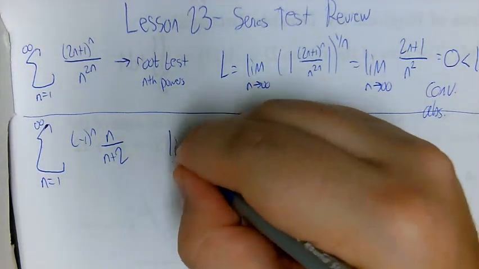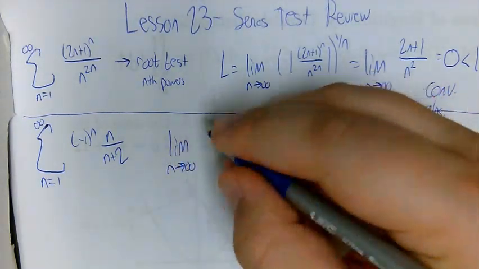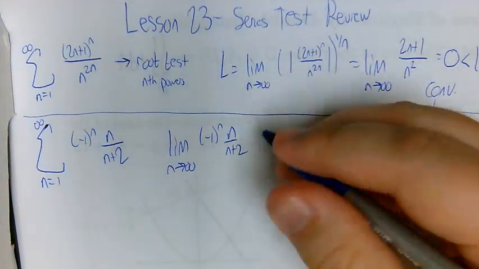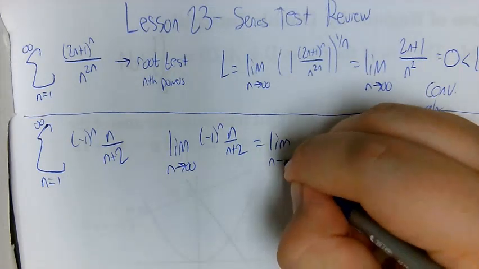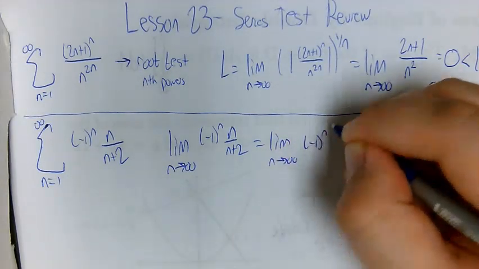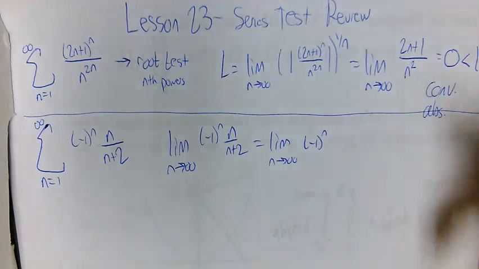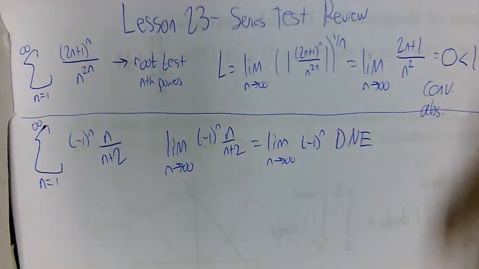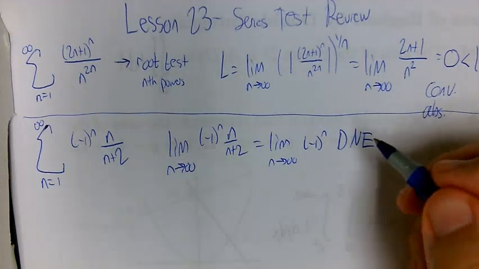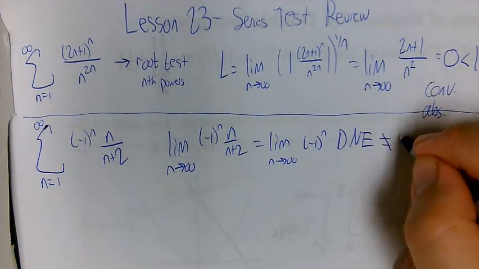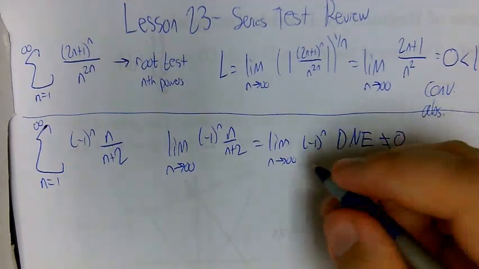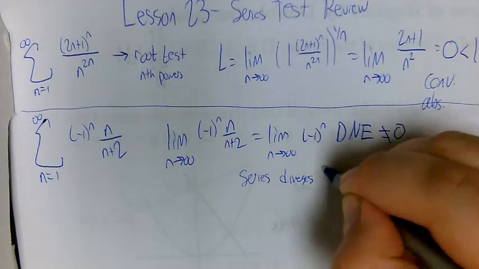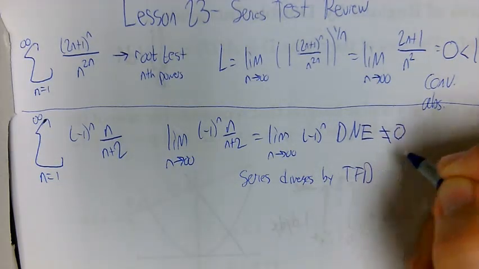So I'm just going to look at the limit of the whole thing. So if I look at the limit of all of this, well, this is going to 1, right? So this is the same as the limit as n goes to infinity of negative 1 to the n times 1, or just negative 1 to the n. But this does not exist. Now, if we get something that doesn't exist for the sequence, that means it's definitely not going to be equal to 0. So that means that automatically we can say that this series diverges by the test for divergence.